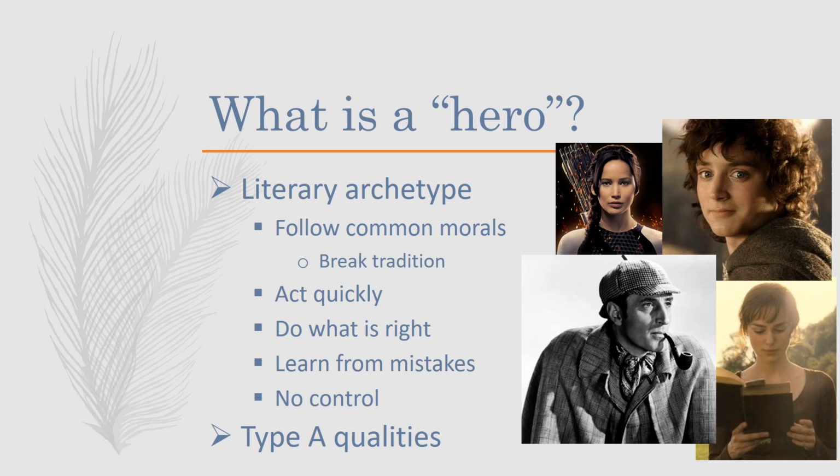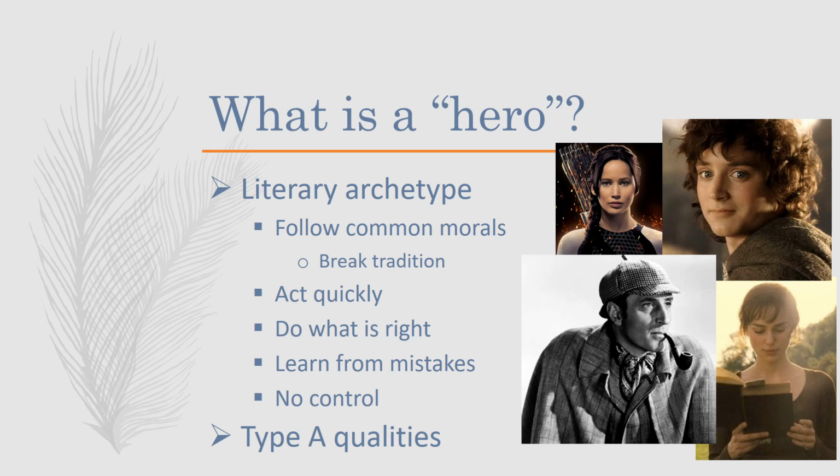A hero is a literary archetype, and an archetype, if you don't know, is just a character that follows a certain pattern in each story. Some of those patterns are that they have common morals that they follow, but they also break tradition. So they go against what is expected of them and what is expected in society in some ways. They also act very quickly, mostly just because they have information about what they're doing and they act on that information. They learn from their mistakes. That's one quality of a hero, is that sometimes they make their own little mistakes, but in the end they learn from them, apply the information that they've learned, and come back to do better.